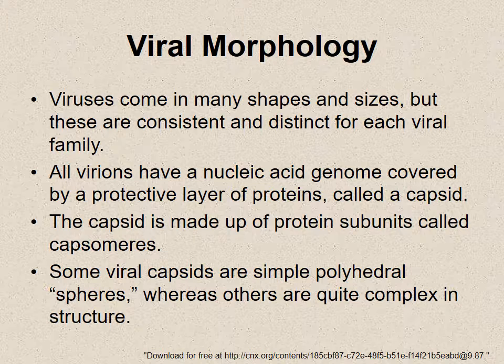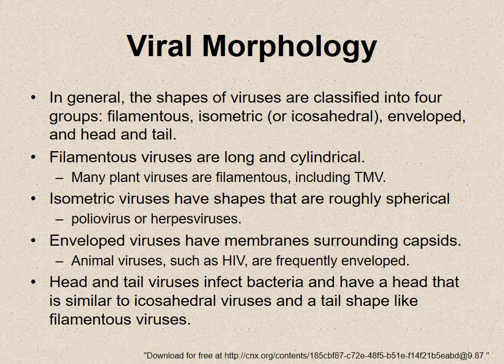Now, some viral capsids are simple polyhedral spheres, while others are quite complex. In general, the shapes of viruses are classified into four groups: filamentous, isometric, enveloped, and head and tail. So the filamentous are long and cylindrical. A lot of plant viruses are filamentous, including the tobacco mosaic virus. Isometric viruses are roughly spherical. Poliovirus would be an example.